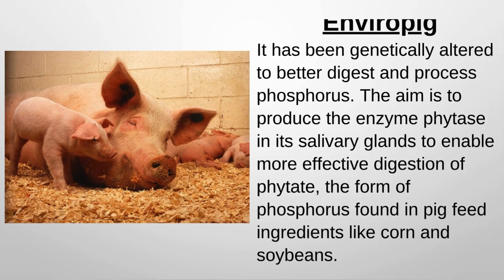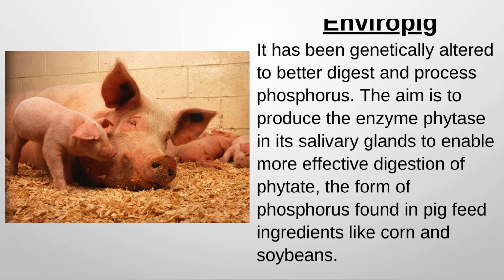Enviropig. Pig manure is high in phytate, a form of phosphorus. So when farmers use the manure as fertilizer, the chemical enters the watershed and causes algal blooms that deplete oxygen in the water and kill marine life. So sometimes this enviropig also causes negative effects to our environment.